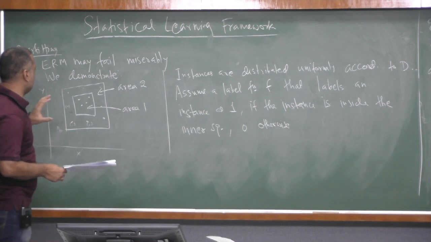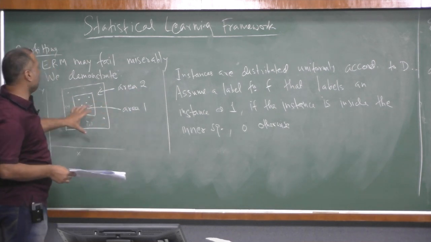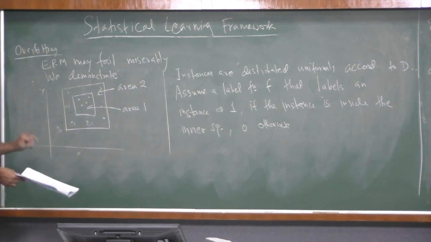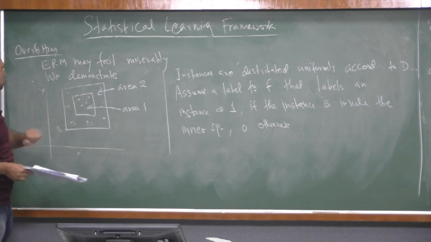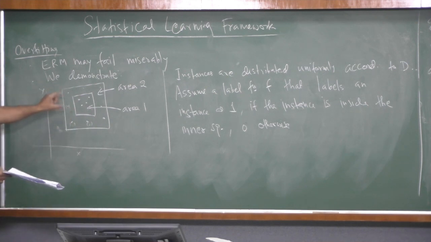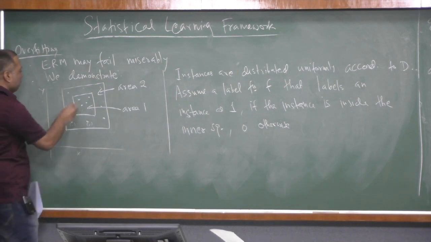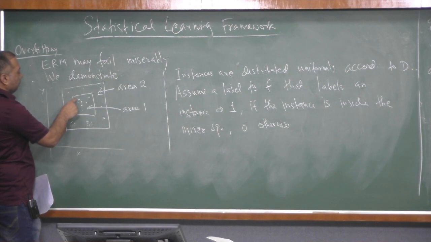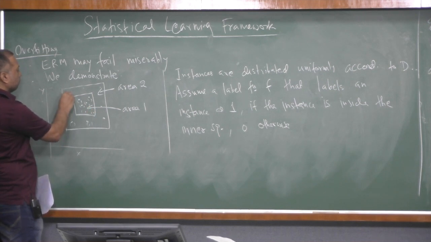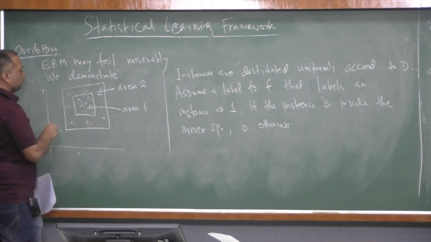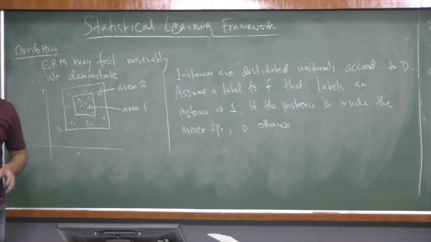So we have a distribution D, and we have a label function f, and we have these two concentric squares here. We have instances uniformly like that, and we have a label function that says, okay, you are this instance with this coordinate value, I'm going to label you 1, 1, 1, 1, and so on. And these guys will be labeled 0.